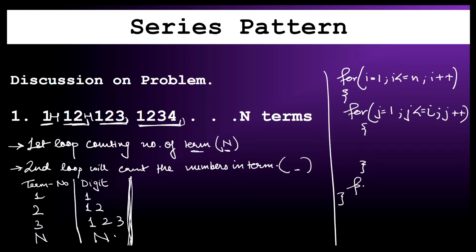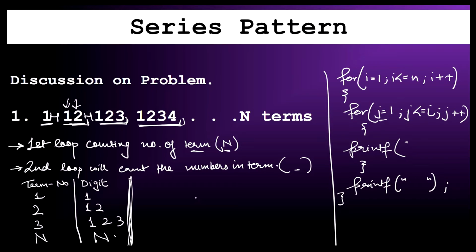And how to print this? We will write printf, and in quotes we will print the space. Now what do we have to print over here? We will print the value of j. Why? Because the value of j is counting the number of entities to be printed, right?